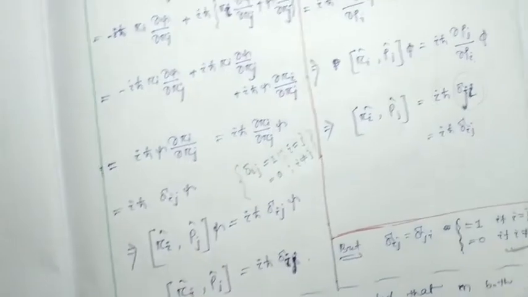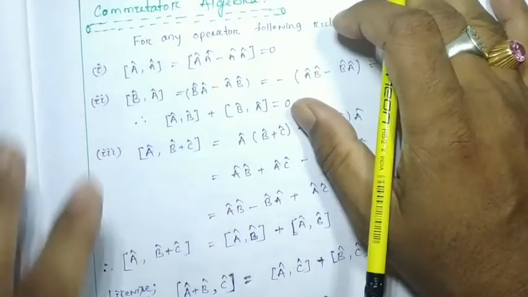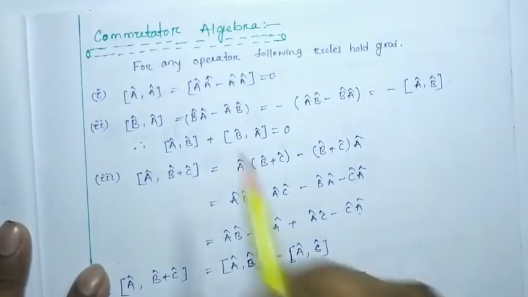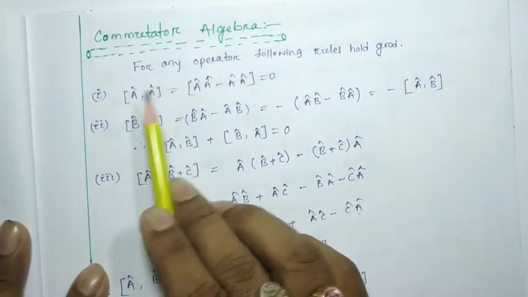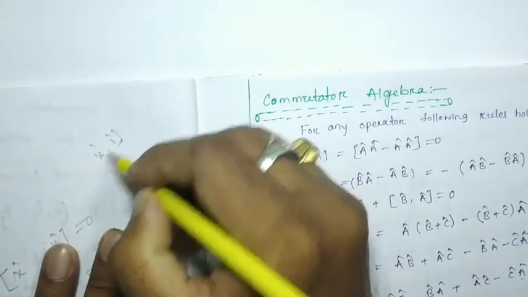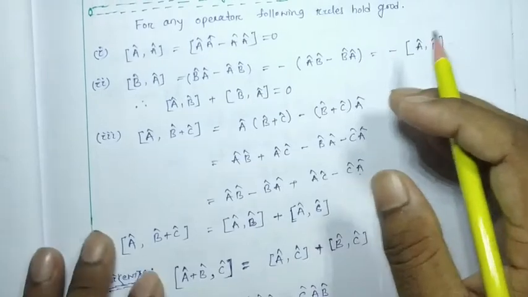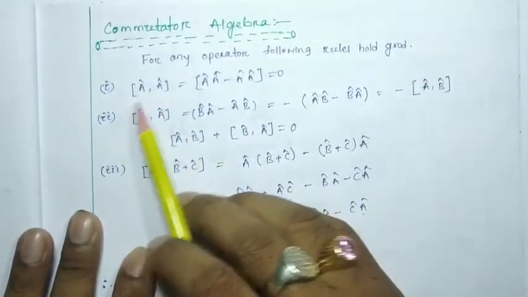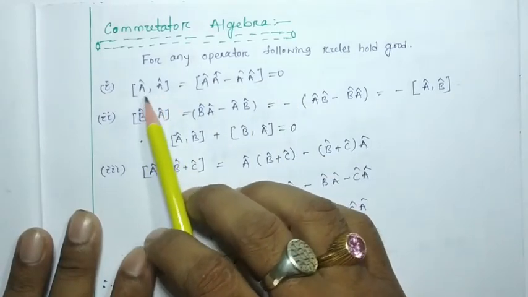Some commutation algebra we are going to check out over here. That is, [A cap, A cap] will be equal to 0. The self operator is going to commute with itself. That means we can say [x cap, x cap] will be equal to 0, [px cap, px cap] will be equal to 0. The self operator always commutes with itself. So [A cap, A cap] equal to 0. This is the meaning of self commute.